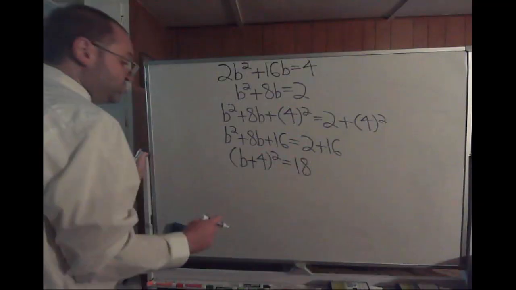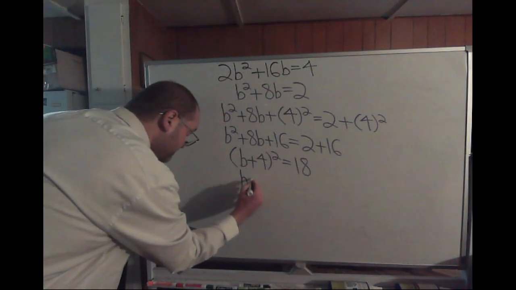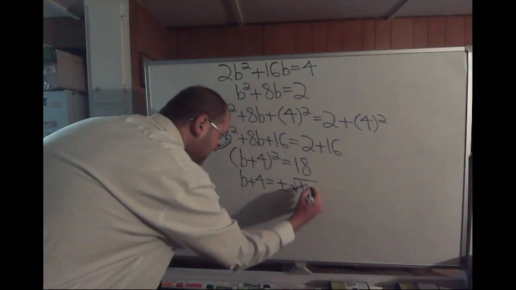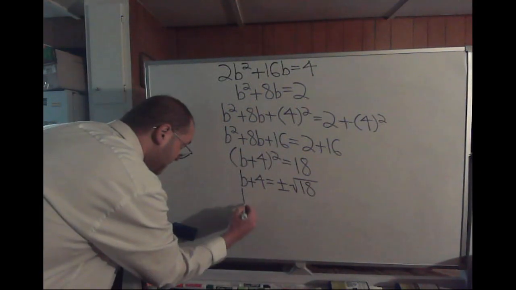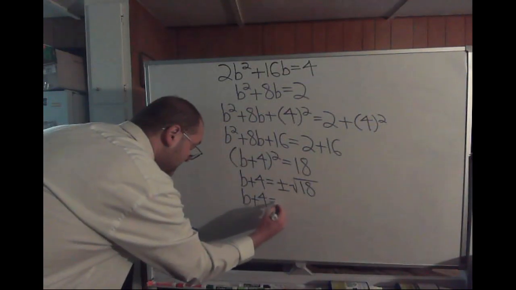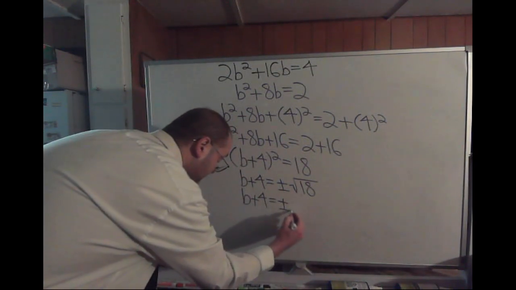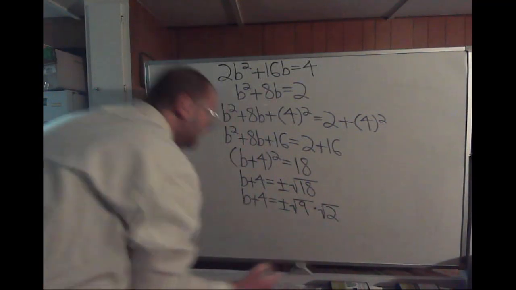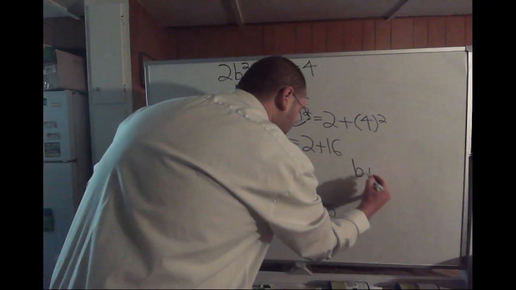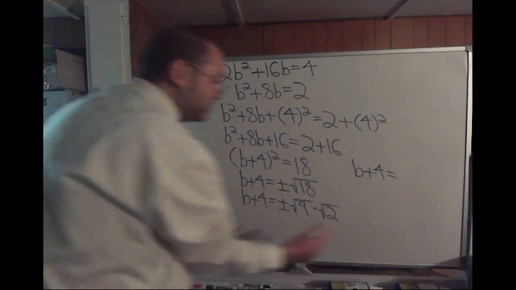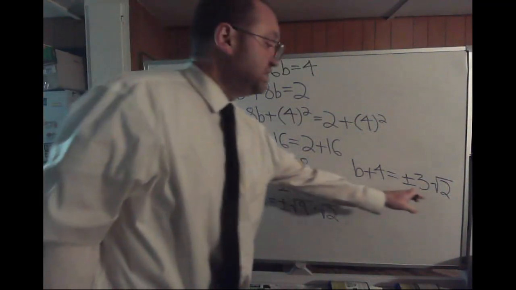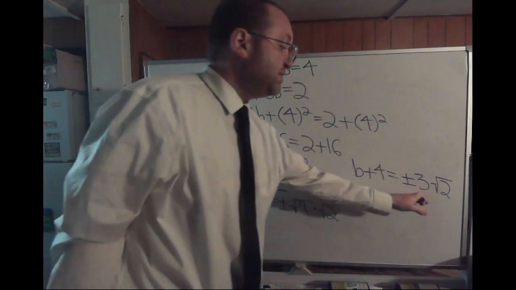Now we just got to take the square root of both sides. You'll get b plus 4 is equal to plus and minus the square root of 18, which means b plus 4 is equal to plus and minus the square root of 9 times the square root of 2, which also means b plus 4 is then equal to plus or minus 3 times the square root of 2. So yes, you always want to have your radical in simplest form. It's important to factor out anything you can factor out.